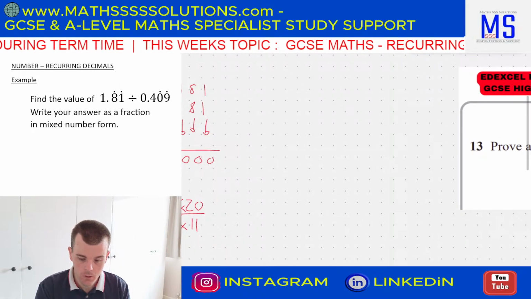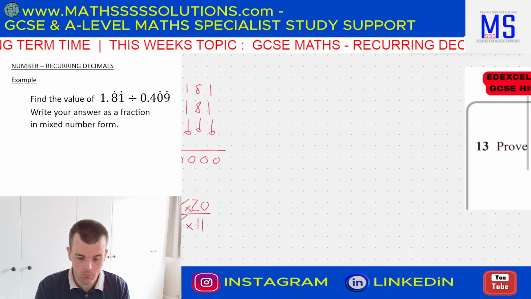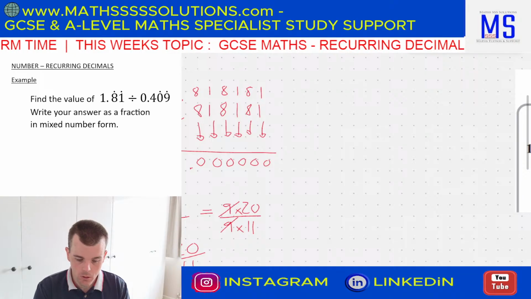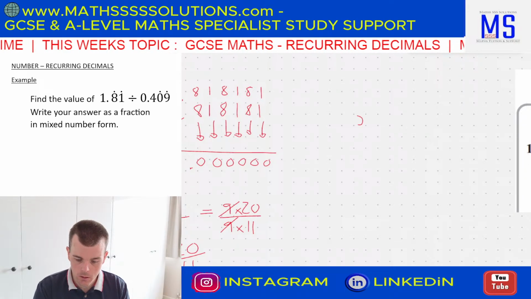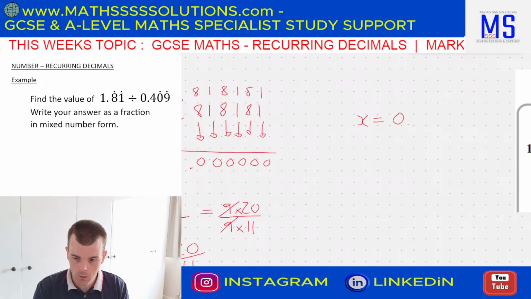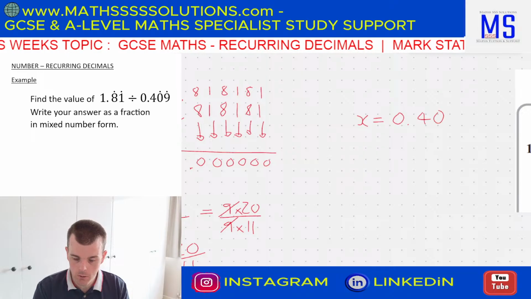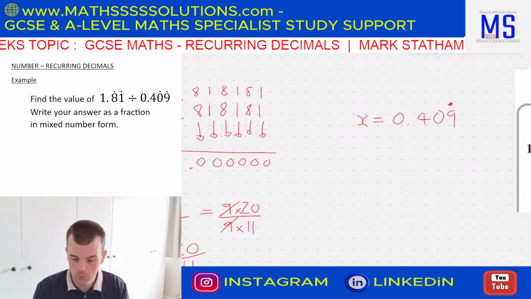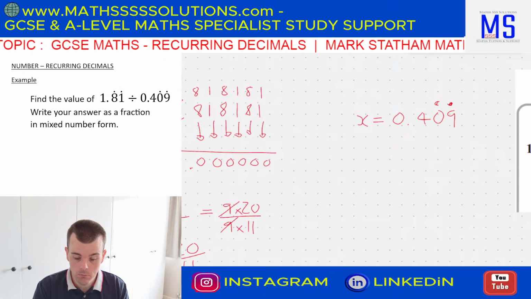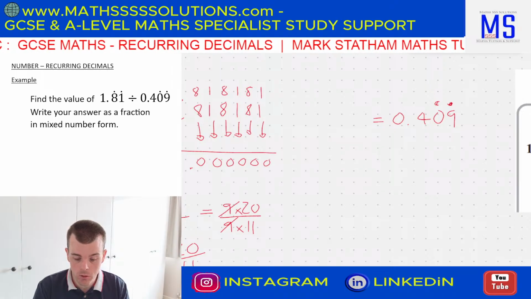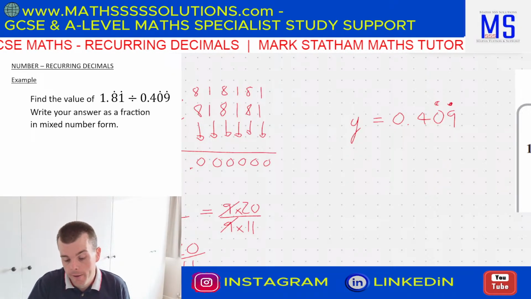So let's have a look at that. So x equals 0.409, or if you don't want to write x, you can write y if you want, because you've already used x earlier on and it can get confusing.